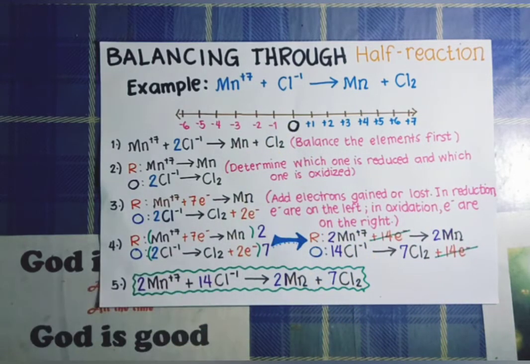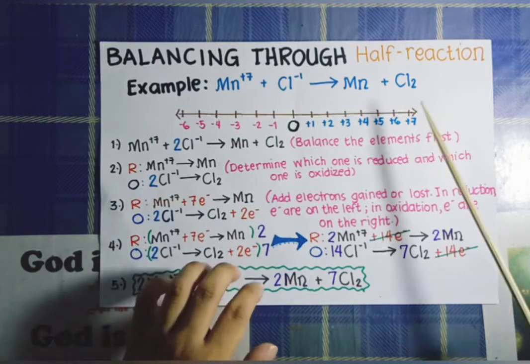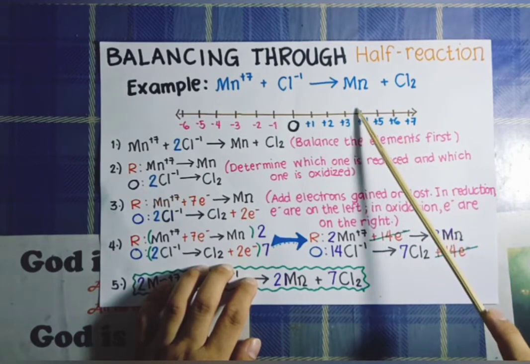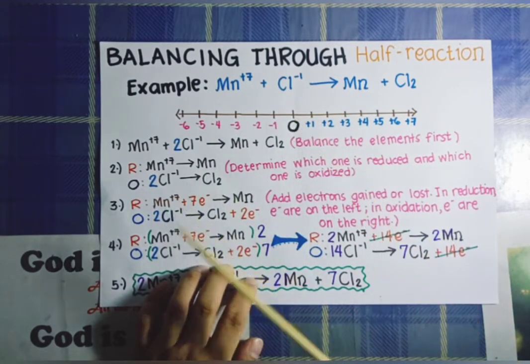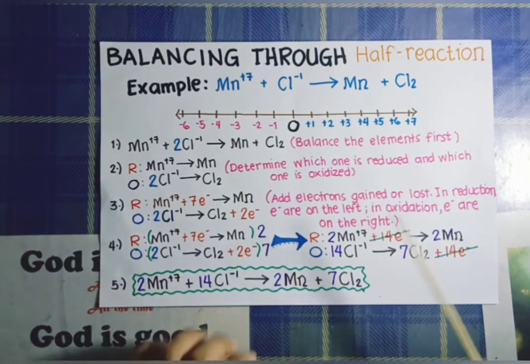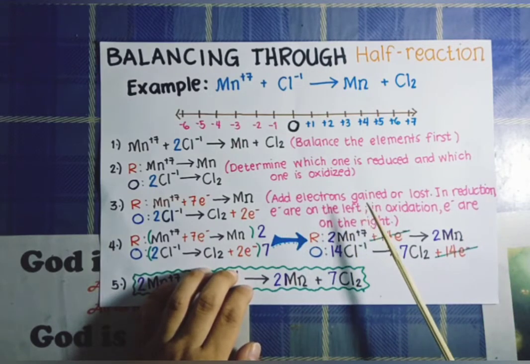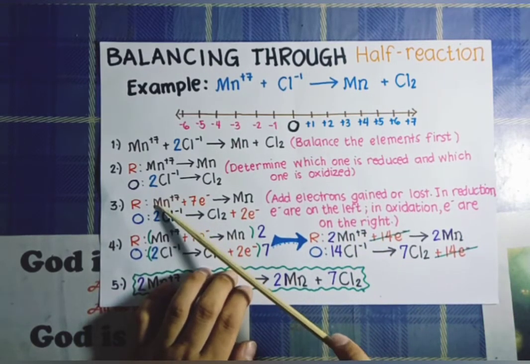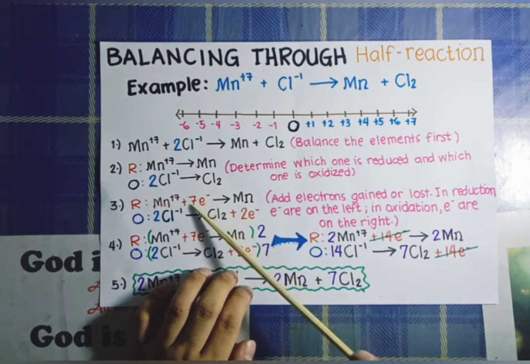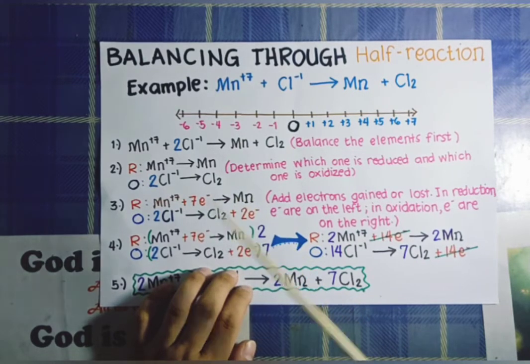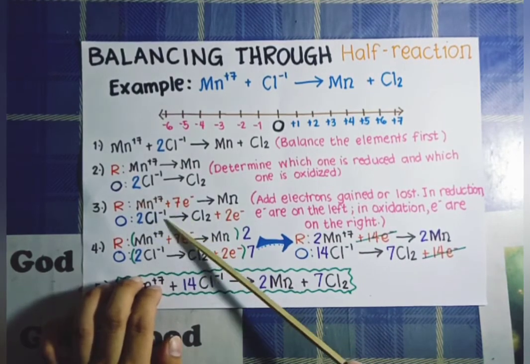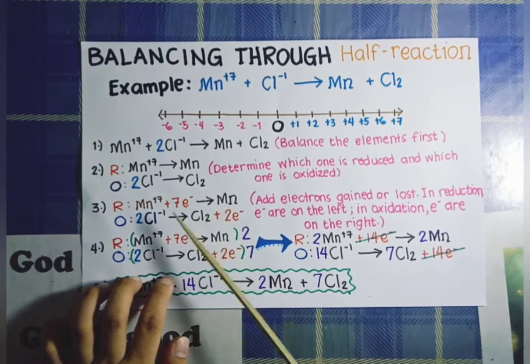And the question is, how many electrons did it gain? From +7 to 0, that's 1, 2, 3, 4, 5, 6, 7. It actually gained 7 electrons. Where are we going to put those 7 electrons? In reduction, electrons are on the left side of our equation, and therefore we will have manganese with a charge of +7 plus 7 electrons, on the left side, yielding manganese with no charge at all. Now for oxidation, we have the chloride ion with a charge of -1, and it turned into chlorine gas with no charge at all.